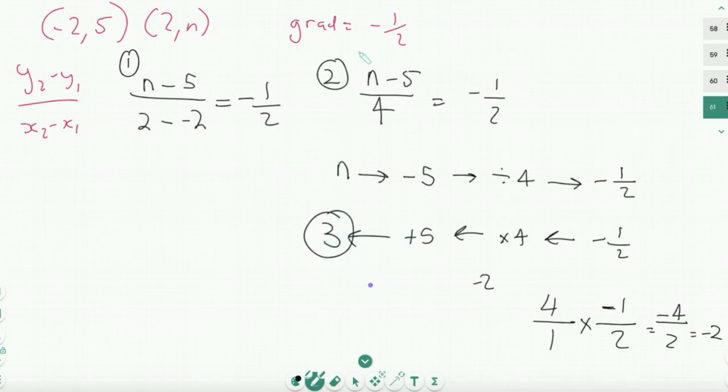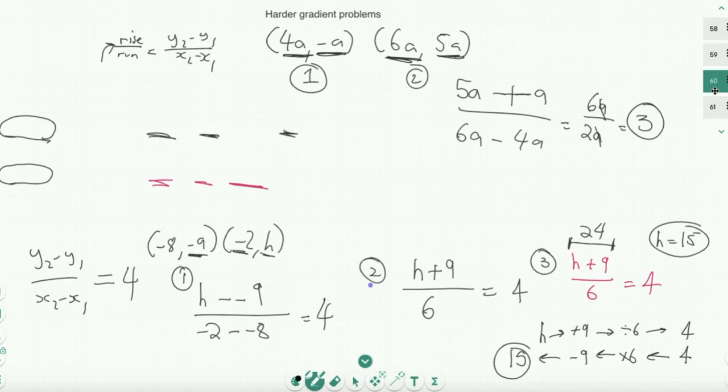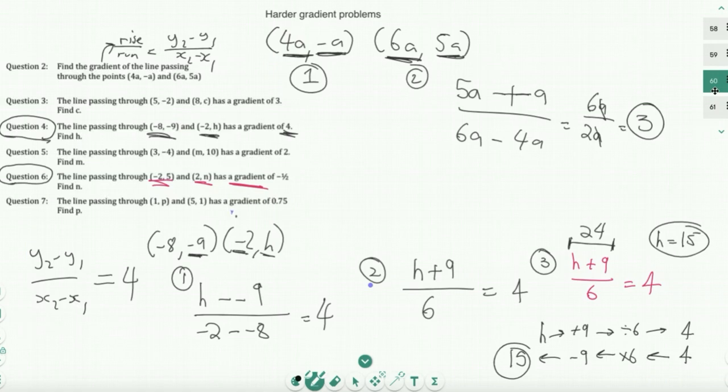And this would be your answer, n equals 3. So feel free to bang out the rest of these questions, guys. Question 3, 5, and 7.